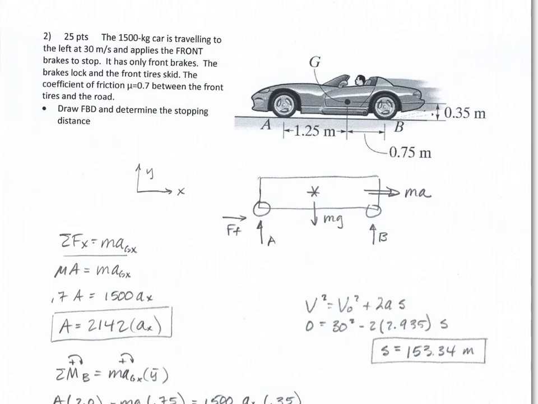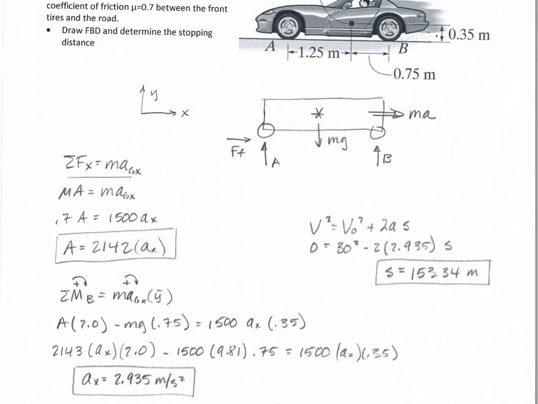So we're going to use a force equation. The sum of the forces in x is mass times acceleration in x, and the only force I have in the x direction is that slipping mu times that normal force. That's going to be equal to mass times acceleration, and I get A is equal to 2142 in times a_x. I'm going to use that in the next equation, my moment equation.